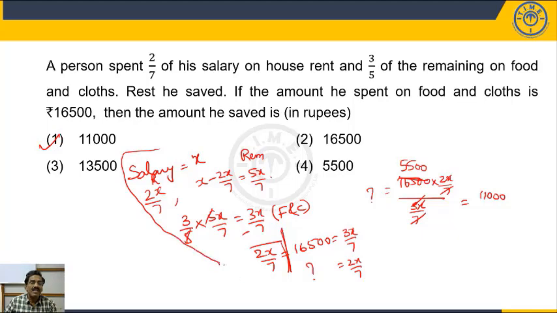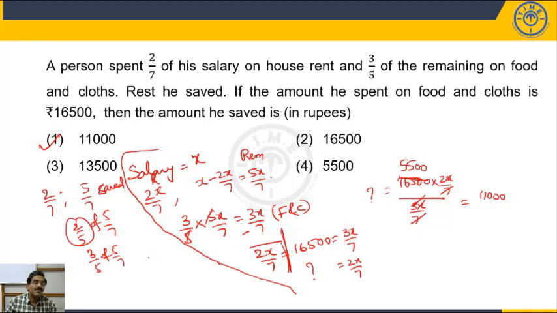one more way of getting the answer for this question is, if he is spending 2/7 here, what I can say is 5 by 7 is left at that stage. Right or not? 3/5 he has spent, that means 2/5 is saved. So according to us, 2/5 of 5 by 7 is saved. And how much is spent on food and clothes means 3/5 of 5 by 7 is spent. So if you are observing, 3/5 of 5 by 7 is as good as 3 by 7, or not? So 3 by 7, if it is 16,500, how much is 2 by 7th?